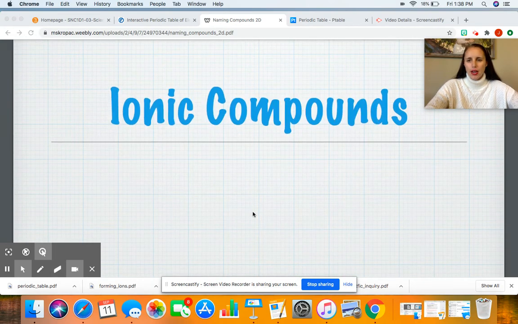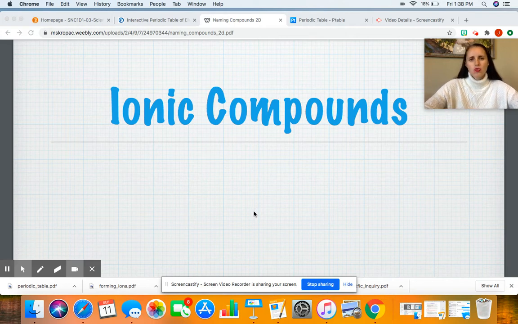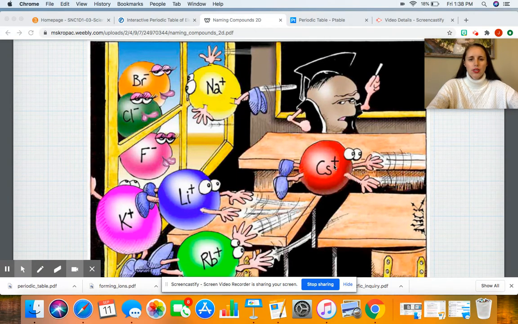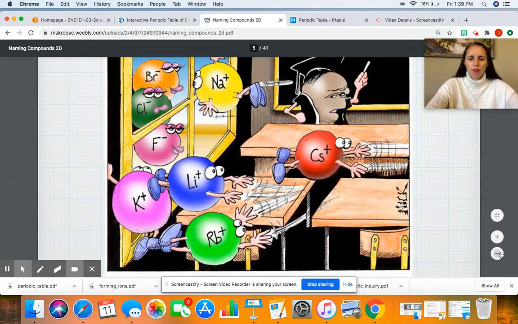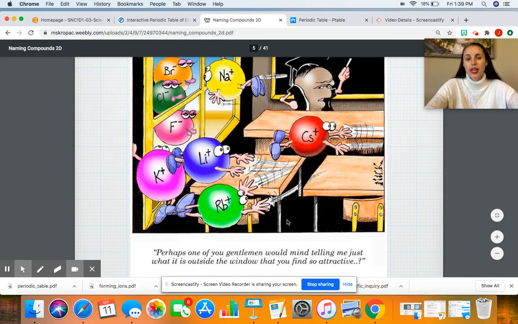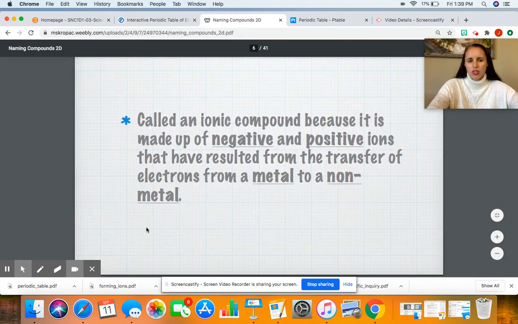So let's start by looking at ionic compounds. Before we get to the naming and drawing, which is really the most important part, let's just familiarize ourselves with ionic compounds. So here's a little cute meme about ionic compounds and how they form. And if you didn't guess, ionic compounds actually form by ions, right? So we're going to be looking at ionic compounds forming through ions. So you can see we've got our positive ions here. We've got our negative ions here. And it says over here, perhaps one of you gentlemen would mind telling me what outside the window you find so attractive. So really what ionic compounds are going to be is positives and negatives being attracted to one another.